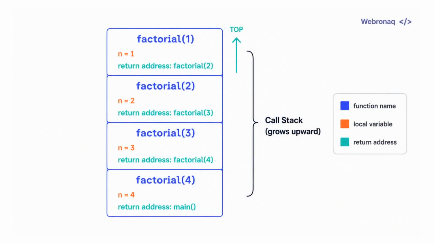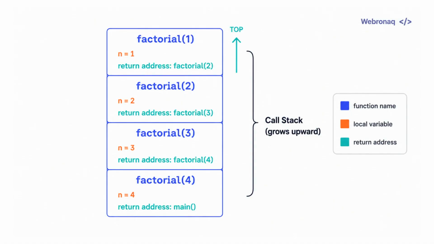Here is the interesting part. Your computer uses an actual stack structure in memory to manage function calls. Every time a function is called, the program creates what is called a stack frame and pushes it onto the call stack. That frame holds three important things: the function's local variables, its parameters, and a return address, meaning the exact location in the code to go back to when this function finishes.